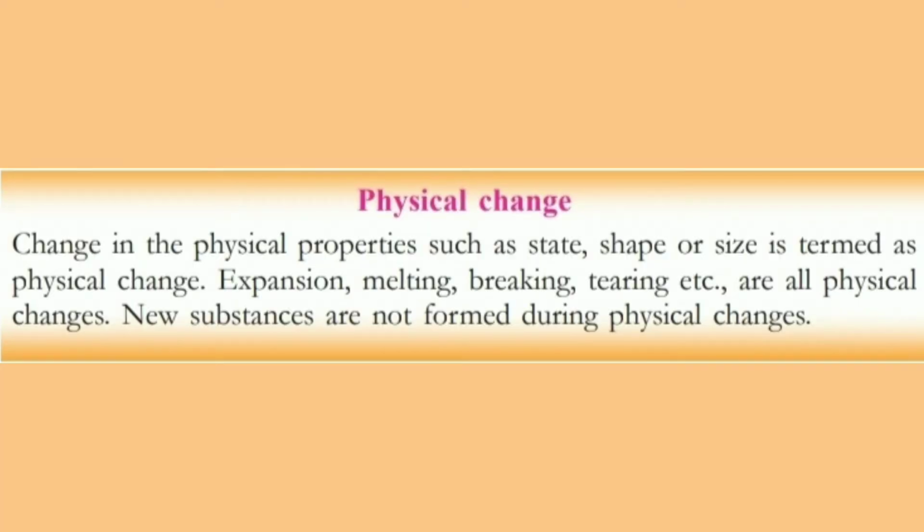So friends, here is a common thing: in all these situations, the shape is only changing. The state is not changing at all. Now we are going to study physical change. Change in the physical properties such as state, shape or size is termed as physical change. Expansion, melting, breaking, tearing, etc. are all physical changes. New substances are not formed during physical change. In a physical change, a substance doesn't form into another substance or turn into a new thing. Some examples of physical change are expanding, melting, tearing, breaking, etc.